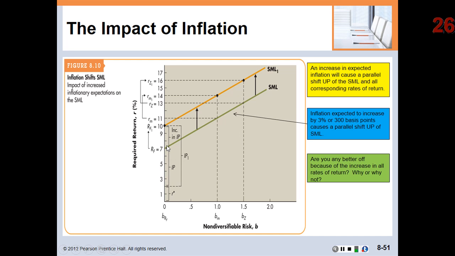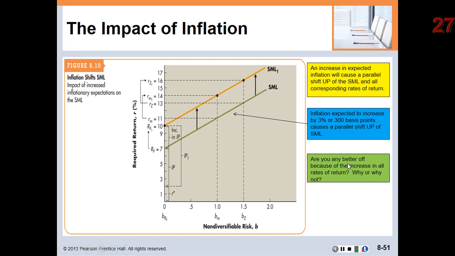So notice at the risk-free rate, we increased that from 7. We included a 3 percentage point increase. So now the risk-free rate is 10%. And at all corresponding rates of return, notice they are 3 percentage points higher. So here at a beta of 1.5, we were at 13 previously, now we're at 16. Here we were at a beta of 1, we were at 11, now we're at 11 plus 3, 14. We've had a parallel shift up of all rates of return.